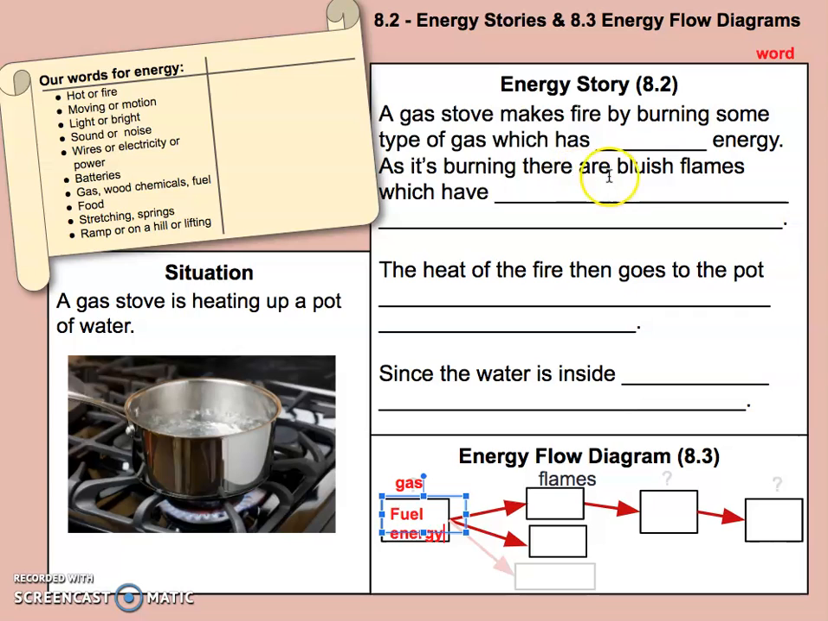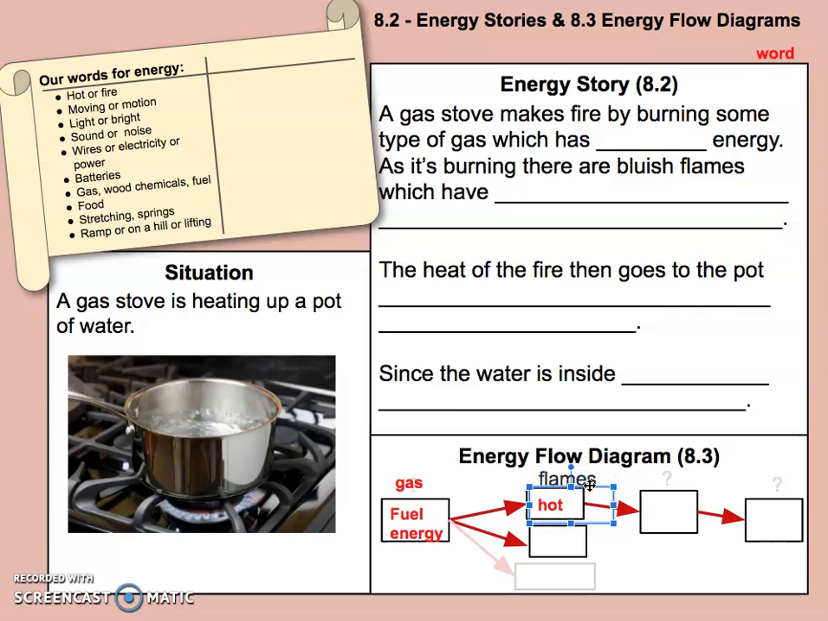Then as it's burning, there are bluish flames which have a lot of different types of energy going on. So that's where I said last video there could be 2 types of energy. So the flames might have 2 types of energy. You might even have a 3rd type of energy that the flames have. But one of the types of energy that I know for sure the flames have is that they're hot. So that's the first type of energy. I'm just going to give you that one. And I'm going to give you that one because it should go in this box.